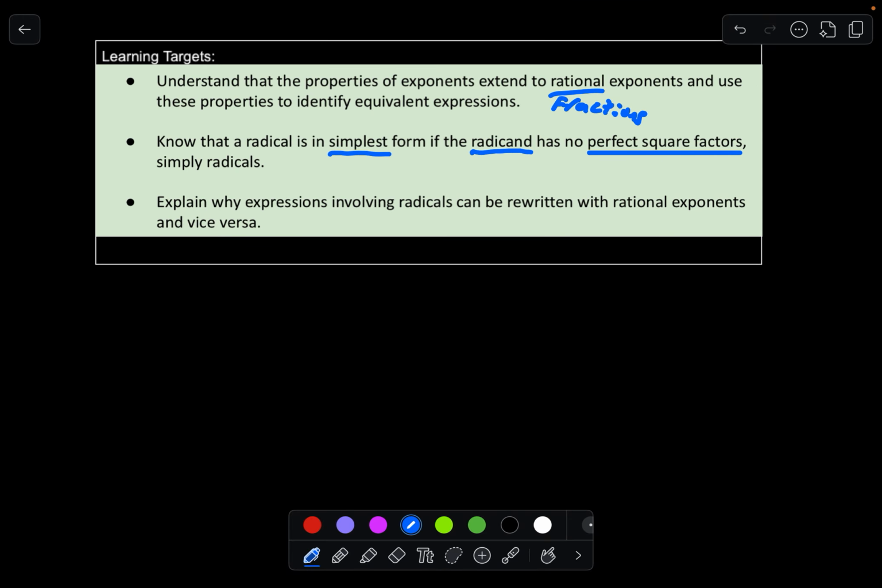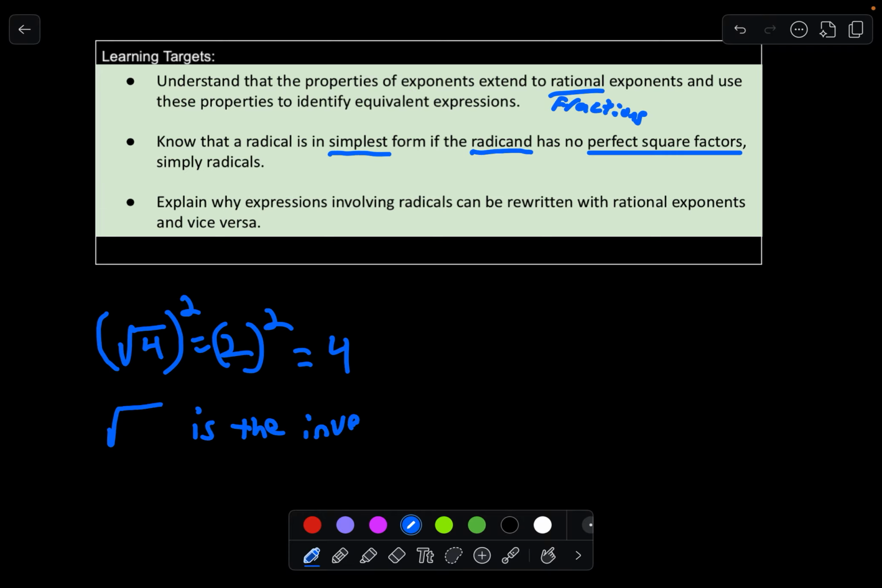Okay, first of all, understand the properties of exponents. We know the square root of 4 equals 2. So if we square the square root of 4, which means we square 2, we get this equal to 4. So what that tells you is that the square root function is the inverse of the squared function.